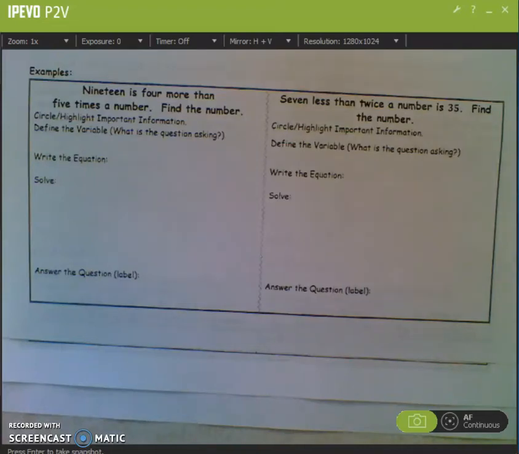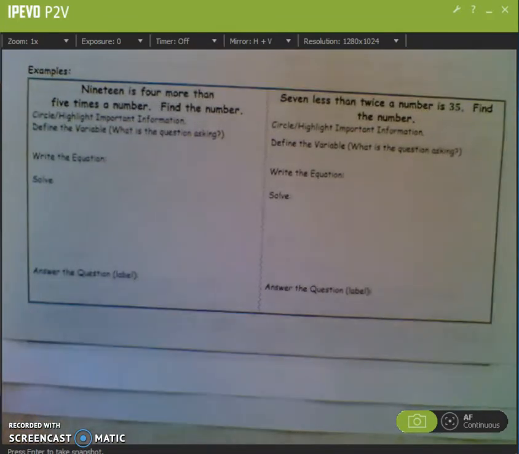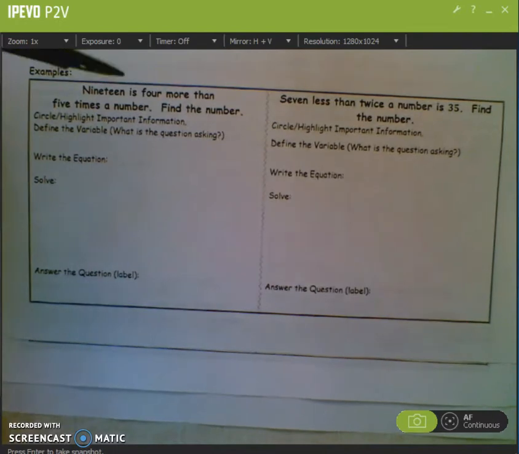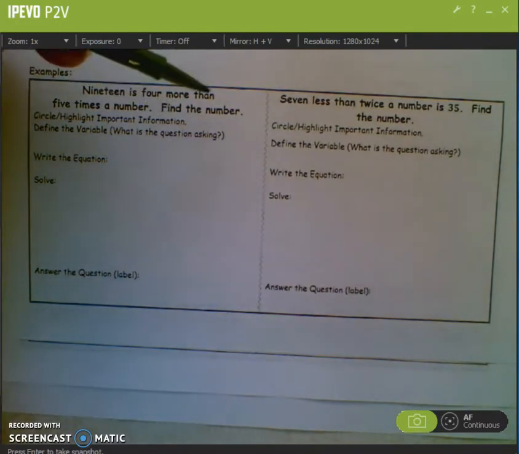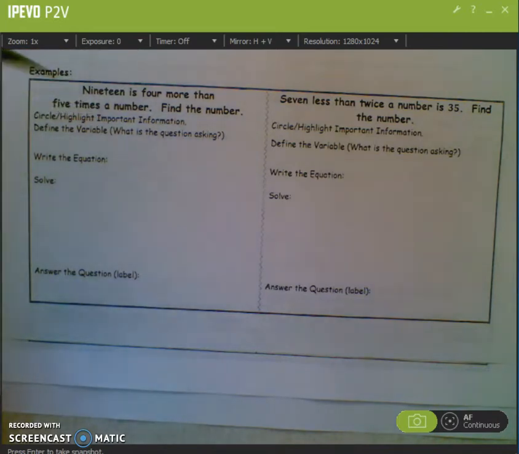We're going to start writing and solving two-step equations with a couple examples here. So my first two examples are shown in these two boxes. The first one says 19 is 4 more than 5 times a number. Find the number. Circle or highlight important information.